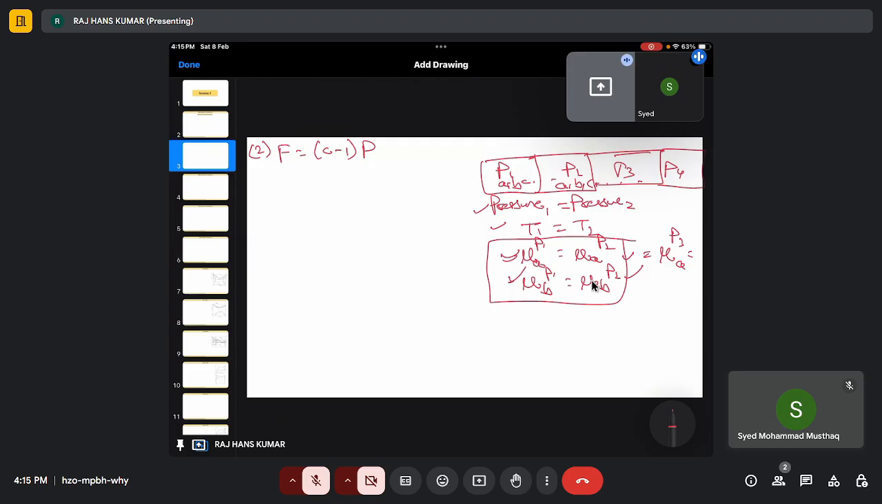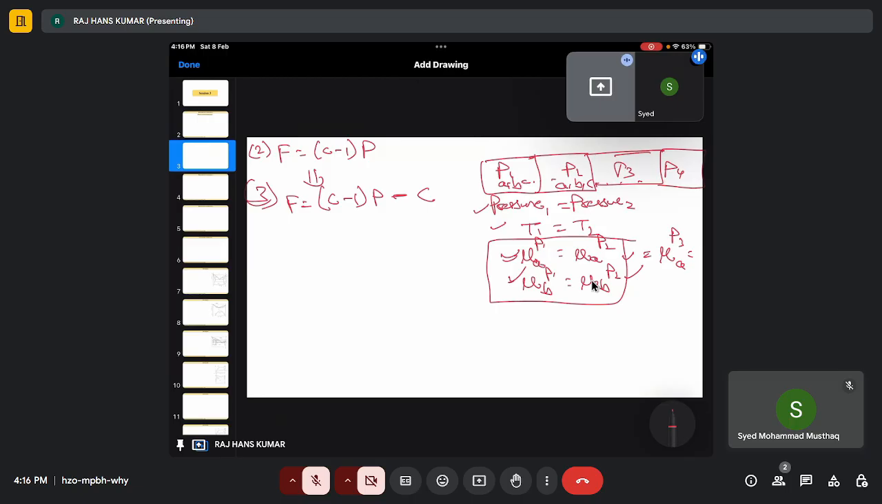Now coming to the equation again, what will this turn out to be? C minus 1 cross P minus 1. How many terms do we need to subtract? Suppose there are P phases, then we only need to know P minus, okay, there are C components, right? So there are C components.